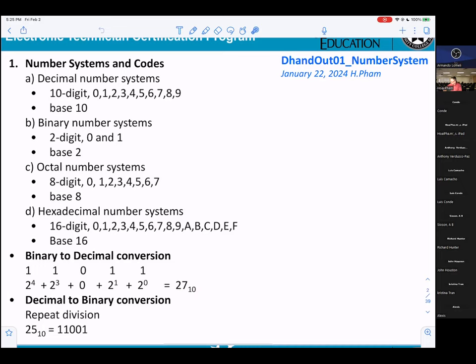Okay? That is the way you can understand it when the computer gets a binary number and you convert it into a decimal number. And now, decimal to binary conversion. They give you the number 25, base 10, and want to know the binary number. Basically, we're not using this one. However, here you use repeated division.